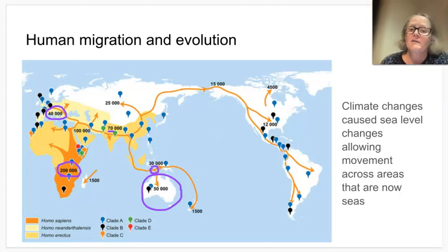And how can they move across the seas? Well, at different times in the global history, we've had different sea levels, so they've been able to move across. And one interesting bit is here, when the sea levels were a lot lower, there's actually a land bridge across there. And similarly, down just north of Australia, that was the same too.